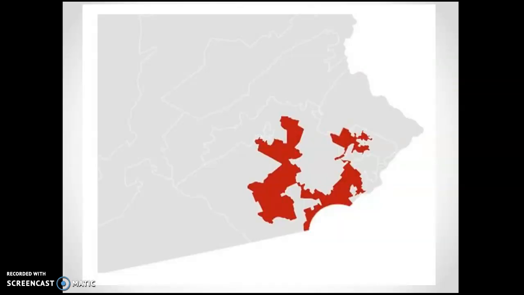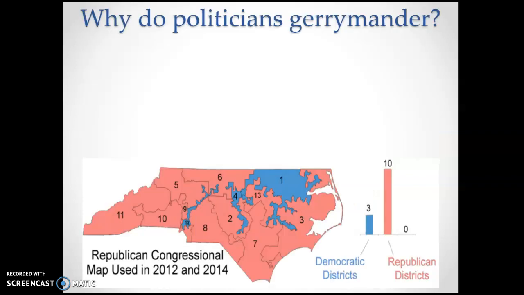And so you can see a more sensible way of drawing this would be to just basically take Pennsylvania and divide it into a bunch of reasonably equal squares, right? Or square-like shapes. So why do politicians gerrymander? And the answer obviously is for political advantage, right?